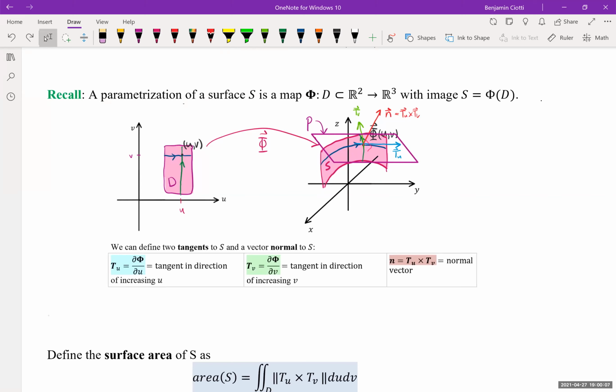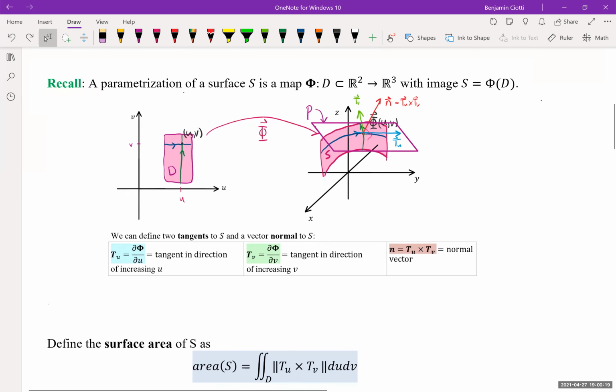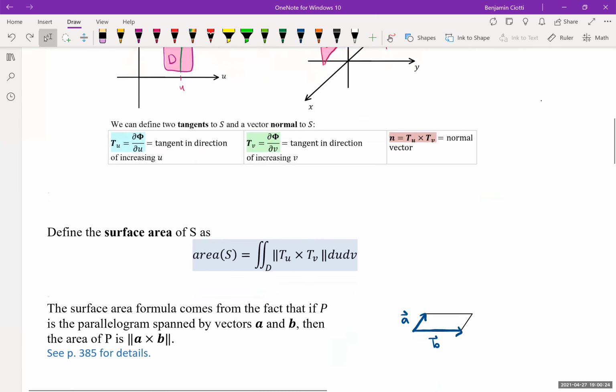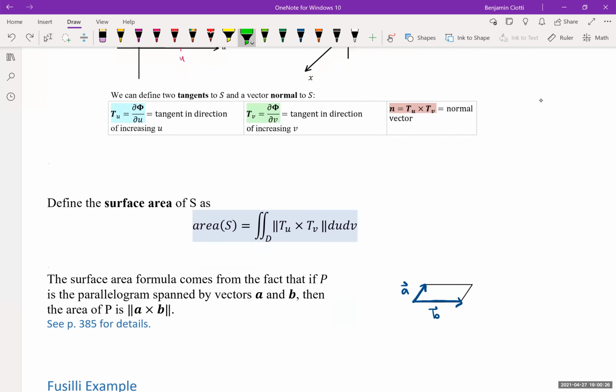Because if you think about it, computing surface area is sort of a natural question to ask, being as we've been computing areas and lengths and volumes this whole class. So this is the next logical progression in the topics. So I'm just going to come right out and give you the formula for the surface area of a surface S. And you can take this as the definition, although it can be justified.